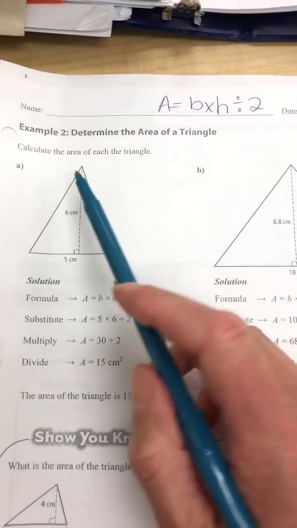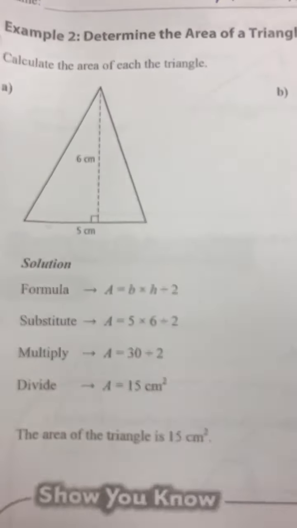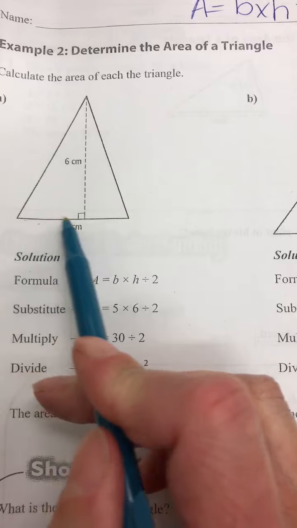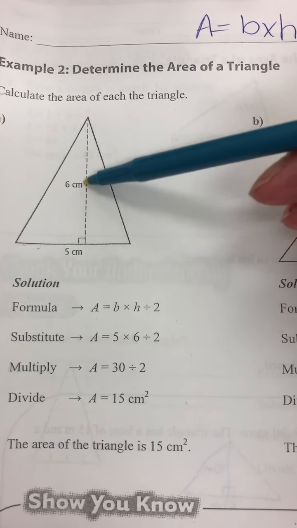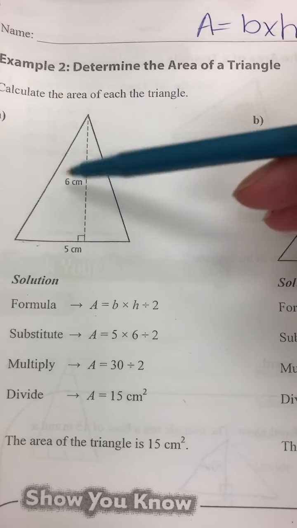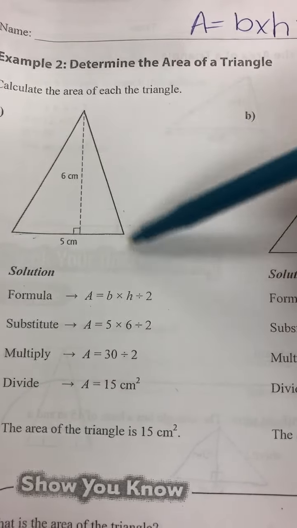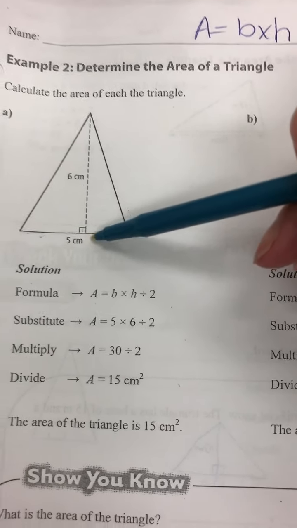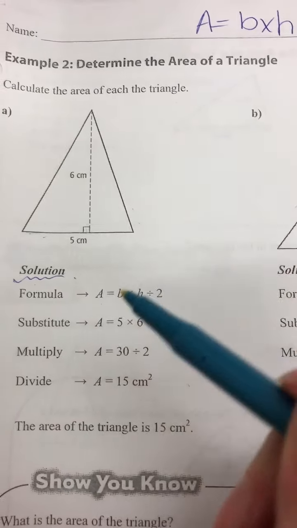In this example, calculate the area of each triangle. Base is the number along the bottom that your triangle is standing on. Your height comes up at a right angle to the base. Your height is not here. When we measure ourselves, we don't stand all slanty. We stand upright to get our height. So here is our solution to figuring out the area.